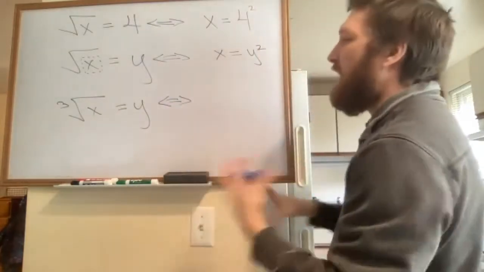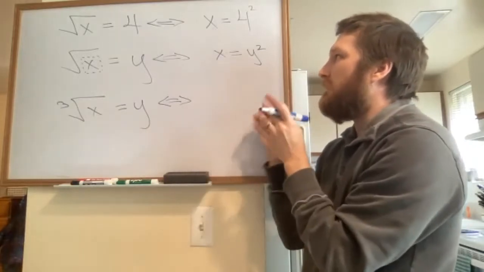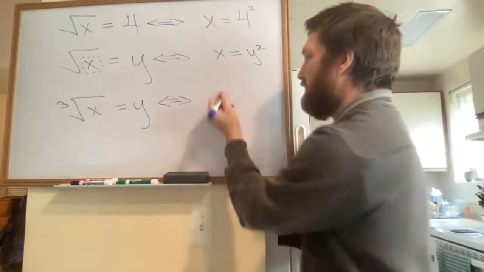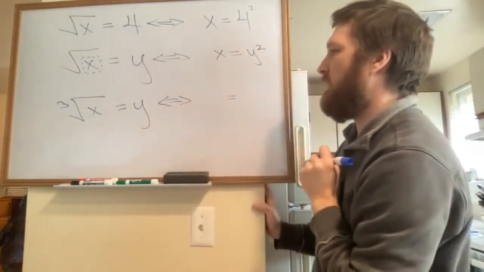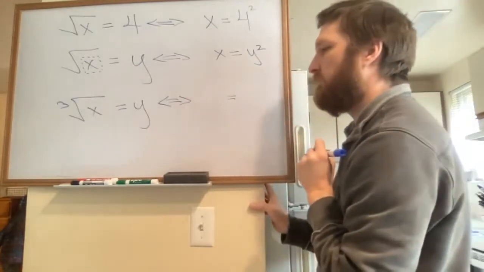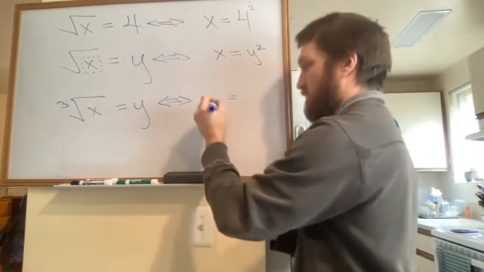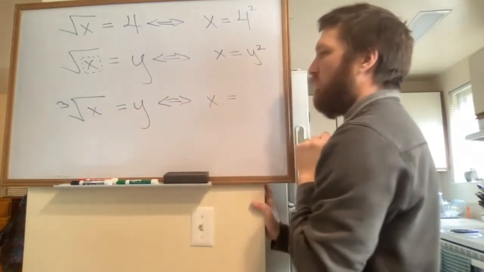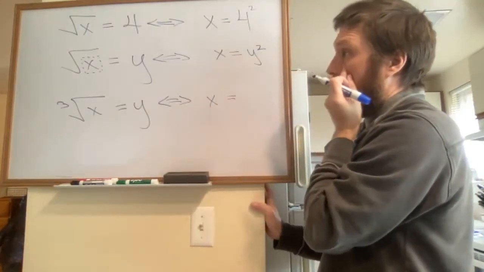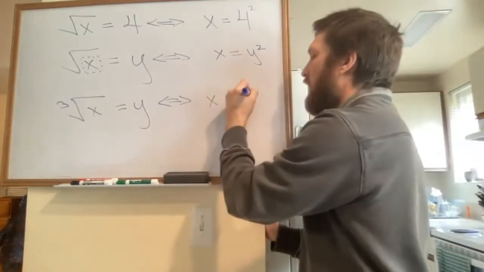And so by analogy here, if we have the cube root of X equals Y, how do we get that X by itself? In other words, what is the corresponding power equation here? X equals Y cubed.